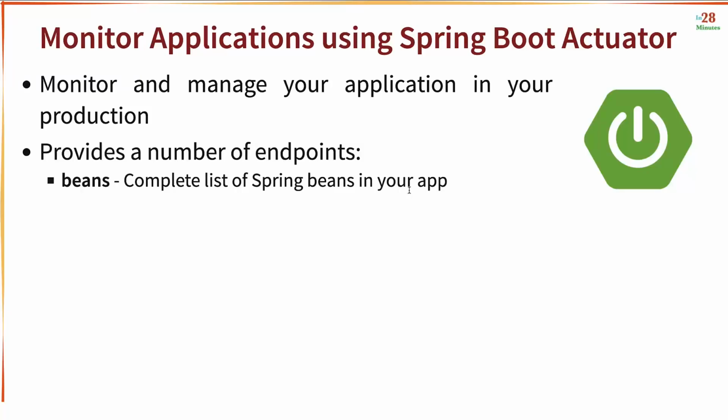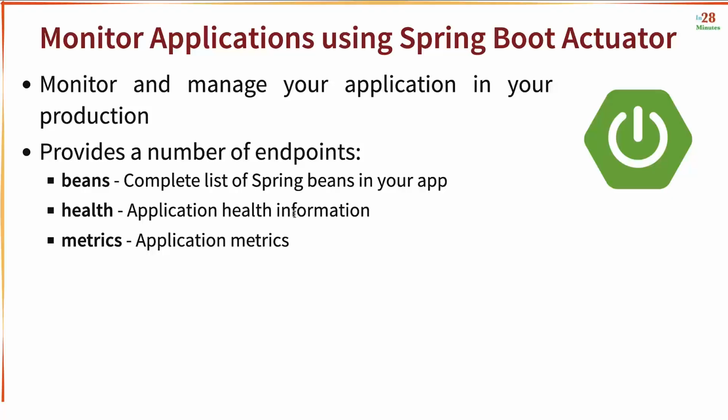You'd be able to look at all the Spring Beans which are part of your application using the beans endpoint. You have the health endpoint where you can look at the application health information. Is your application up and running? That's health. You can also get a number of metrics related to your application by going to the metrics endpoint. And you can also get details around all the request mappings that are configured in your application when you go to the mappings endpoint. There are a lot of other endpoints which are exposed by Spring Boot Actuator. What I'm showing in here is a selection of them.